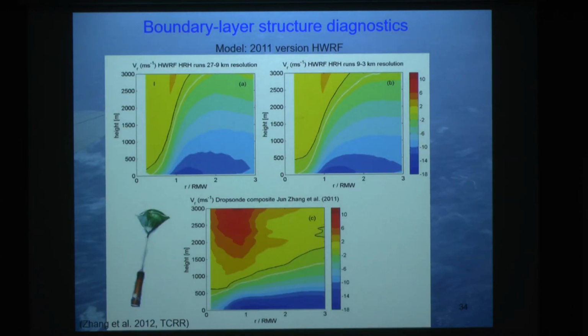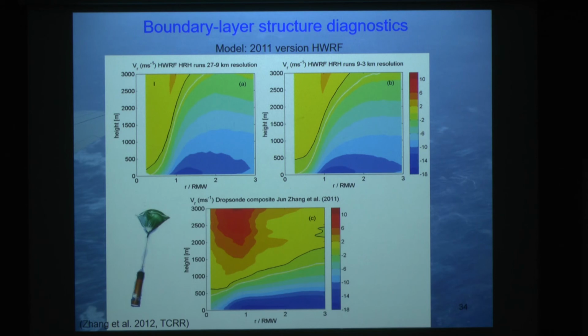Another thing I mentioned is the model diagnostics. This is how we compare the modeled mean structure. I've shown you the observational composites from the dropsondes, the inflow and outflow structure, and these are the boundary inflow layer structure from the 2011 version of HWRF. Before 2011, the model had a resolution of 27 to 9 kilometers, so the innermost domain had a resolution of 9 kilometers, with grid points every 9 kilometers. But we improved that. We put in a third nest so that the model has 3 kilometer resolution.